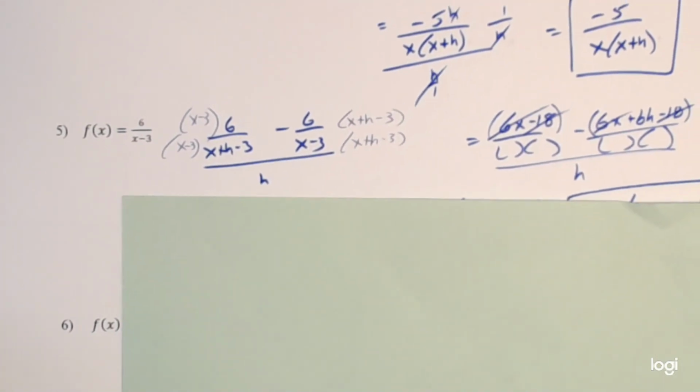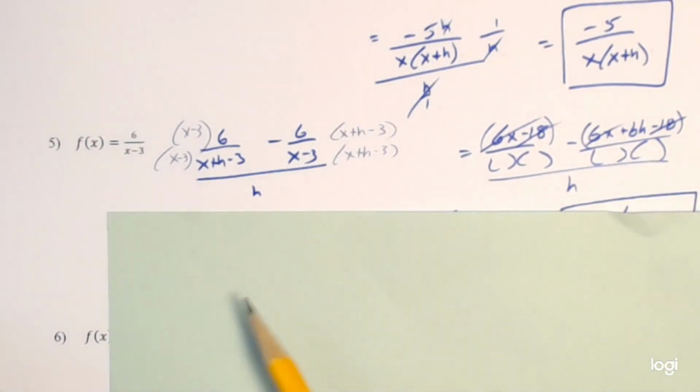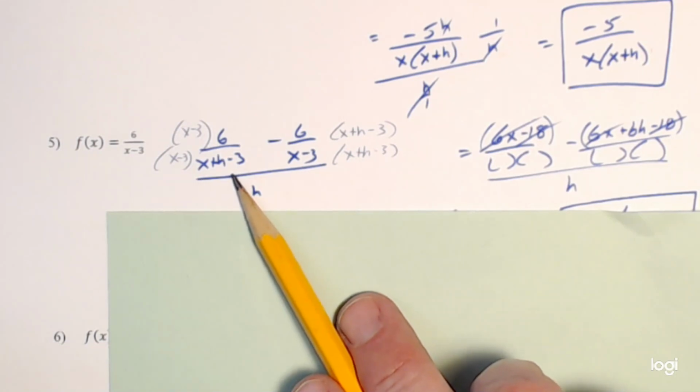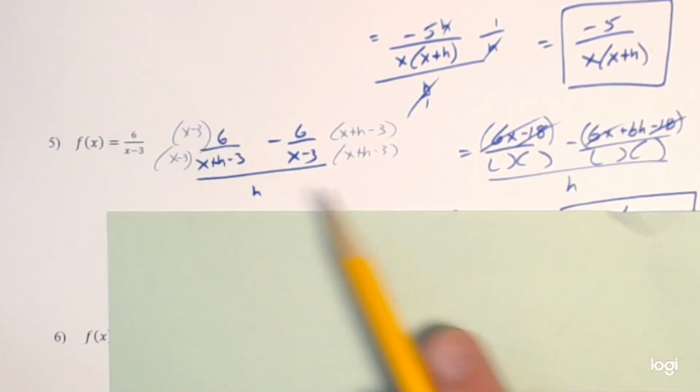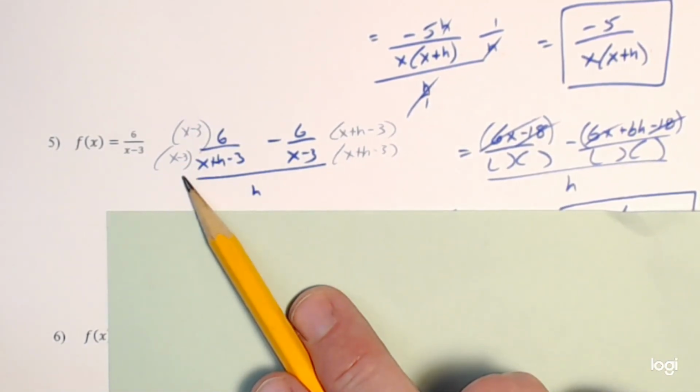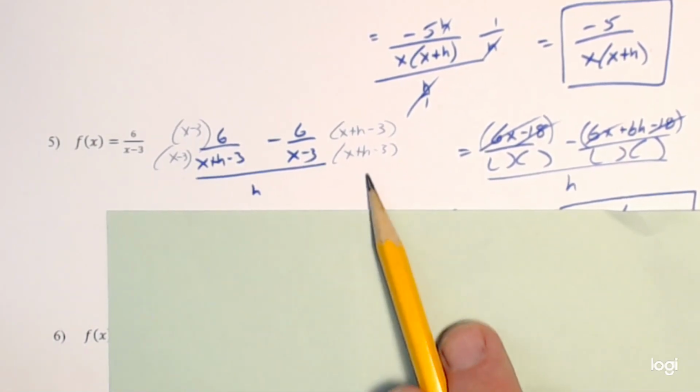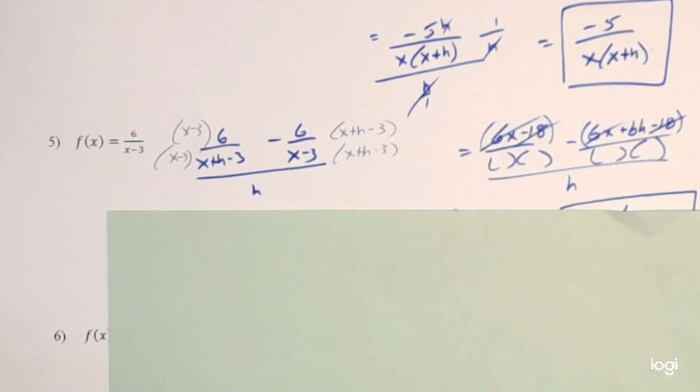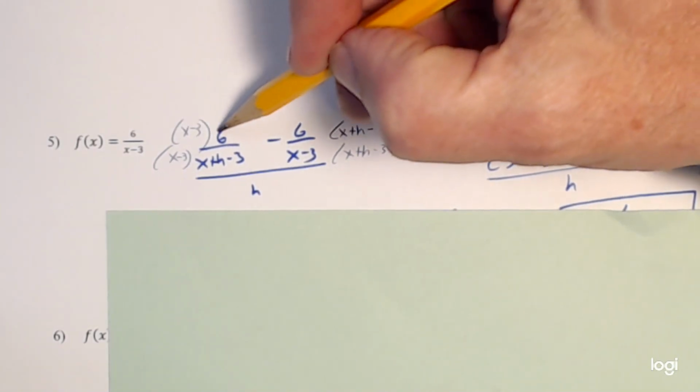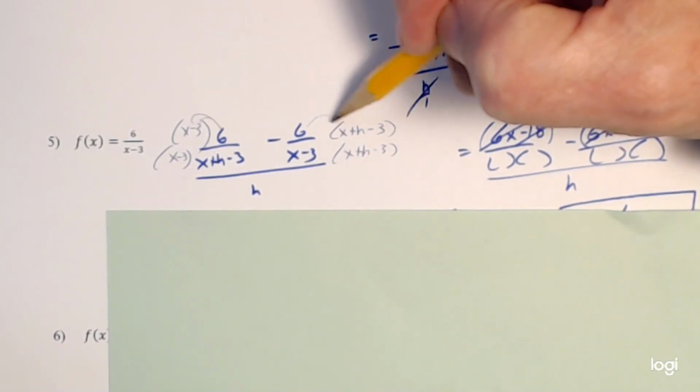Same thing on number 5. 6 over x plus h minus 3. Notice we made common denominators. First fraction needs an x minus 3, top and bottom both. Second fraction needed the x plus h minus 3, top and bottom both. Watch for the distributes on both of those fractions.